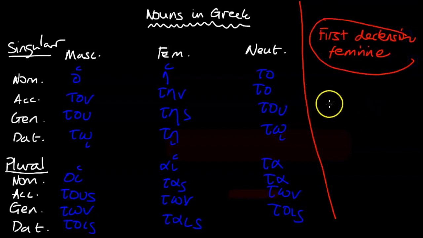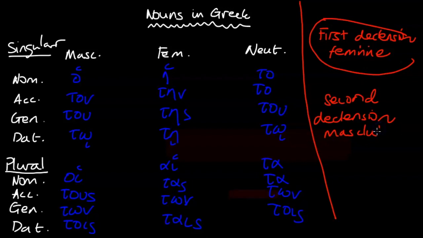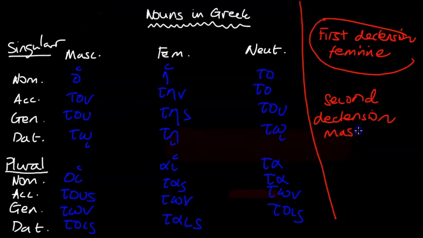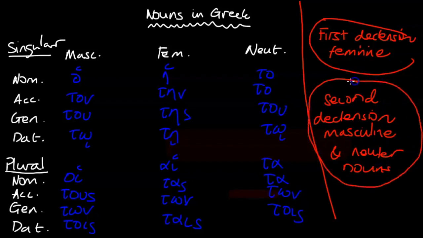Okay. And then we have second declension masculine, and second declension masculine and neuter nouns. There are, of course, more declensions, but these are the most basic, and so we're going to start with these first.